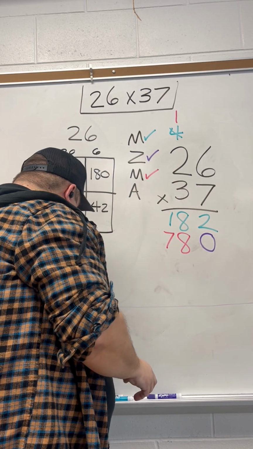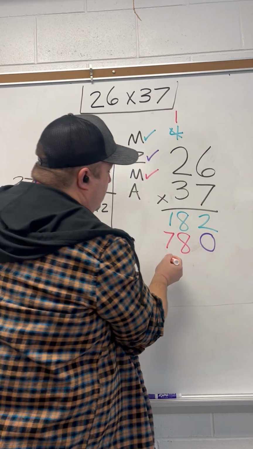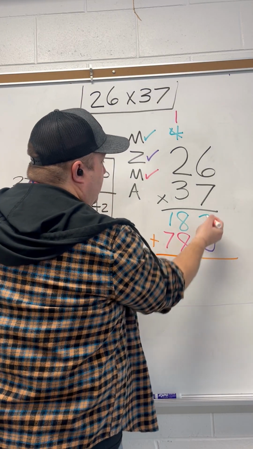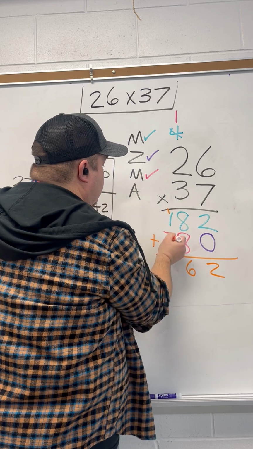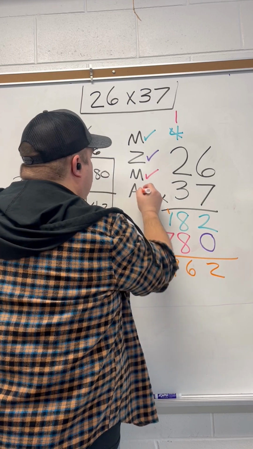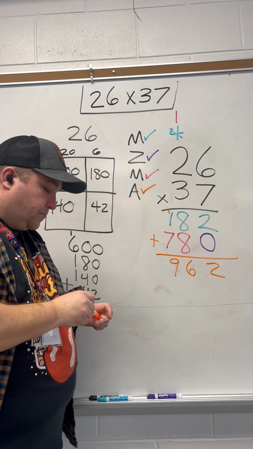And finally, we just need to add these up. So we're going to add these up. Get a 2. 8 plus 8 is 16. 7, 8, 9. And we're done. So both times we got 962.